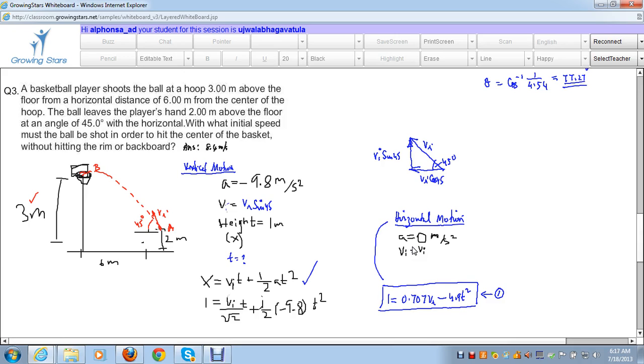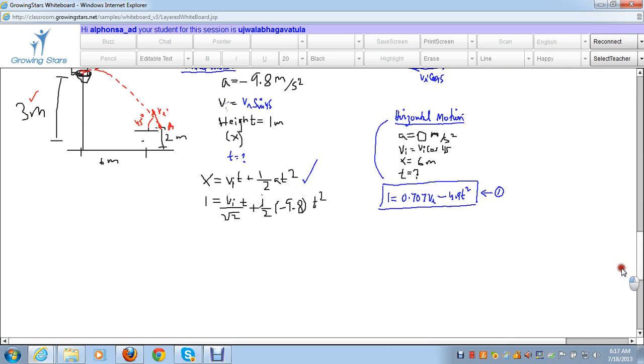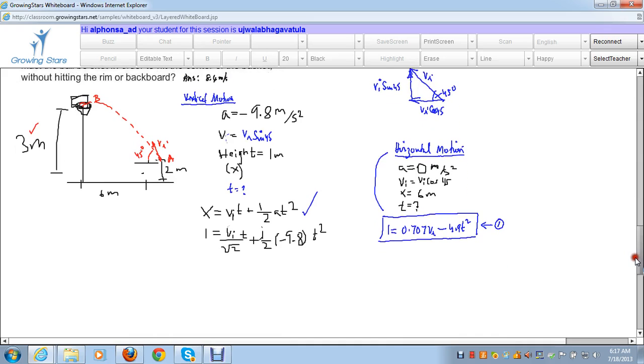Cosine 45. Correct. Very good. Then the horizontal distance traveled is 6 meters, isn't it? And time taken t seconds. Okay. So which formula are we using? The same formula, x equals to... Can you do it?